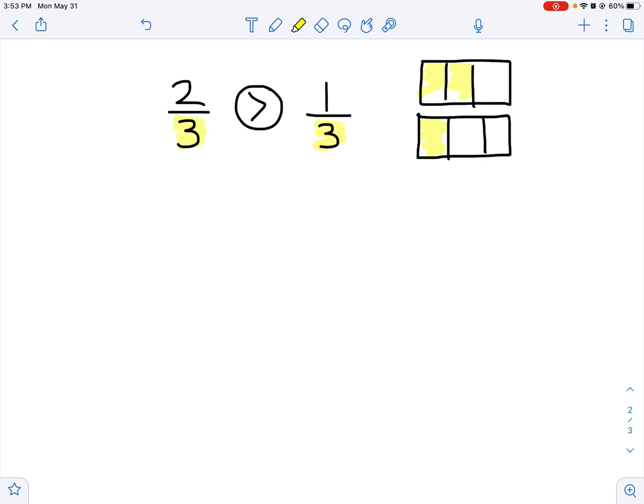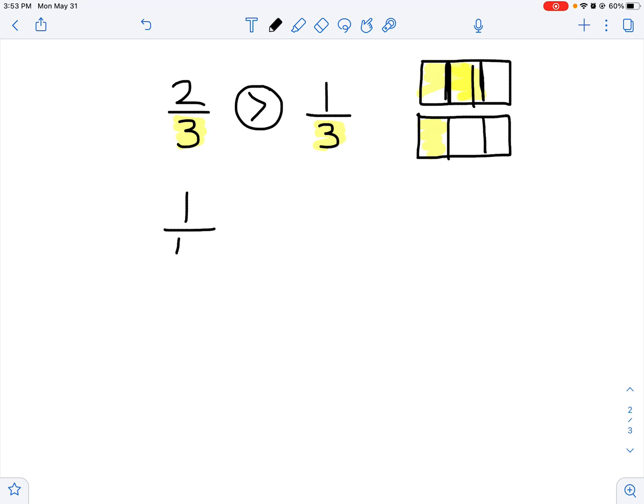One thing you have to be careful of if you draw it is to make your wholes the same size and to partition equally. So even on my example, I made a little bit of a mistake. It's not quite accurate. So that looks a little bit better. And you can clearly see 2/3 is greater than 1/3.